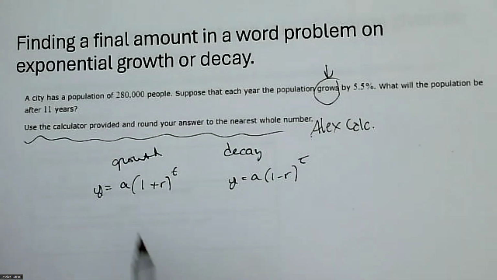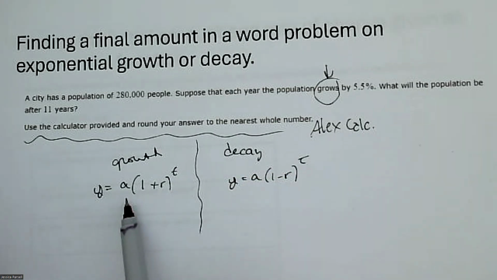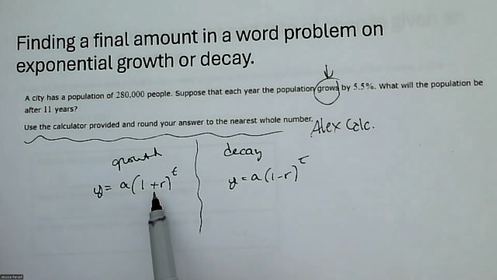So growth and decay, we have y equals a times 1 plus r to the t, and y equals a times 1 minus r to the t. Decay means things are reducing, so that's why we use subtraction. Growth, things are adding. So what are these a's and r's and t's?